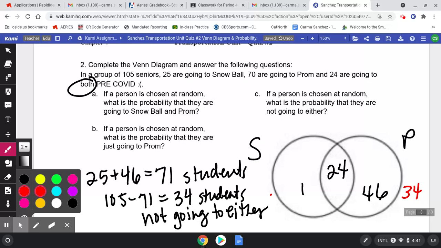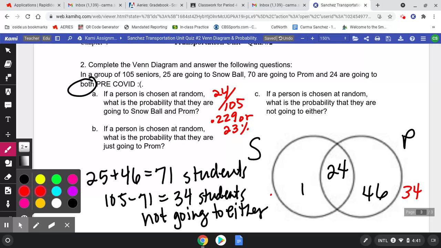All right, if a person's chosen at random, what's the probability they are going to Snowball and prom? That's going to be our 24 out of 105. If I go ahead and divide that, I get 0.229, or 23%, 22.9 or 23.9 or 23%. However you rounded that, I'm going to accept it.